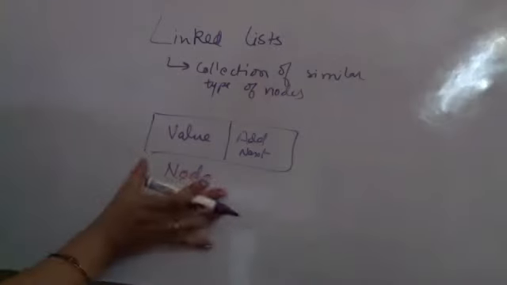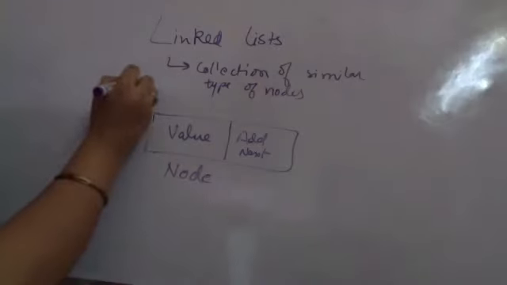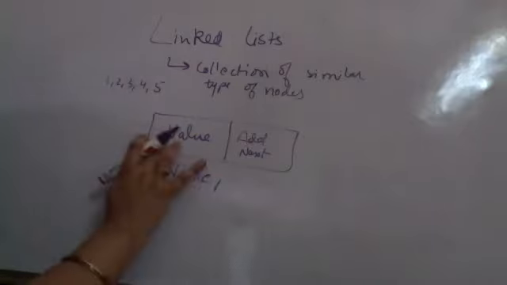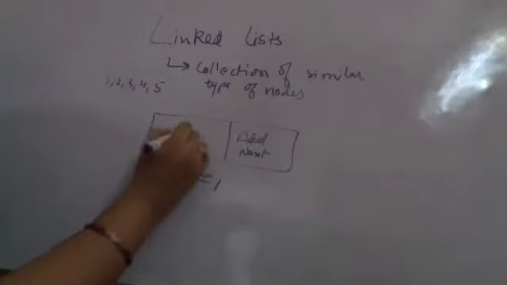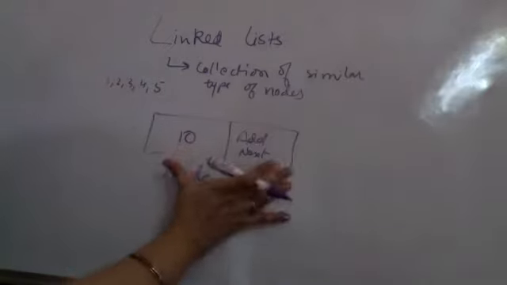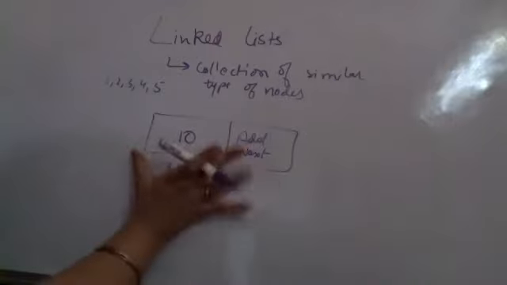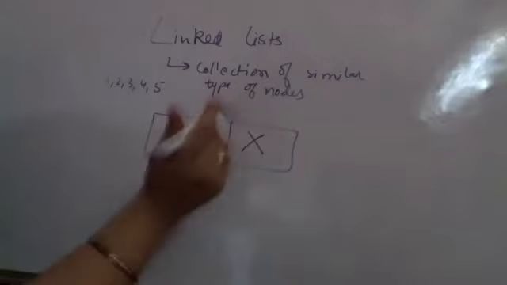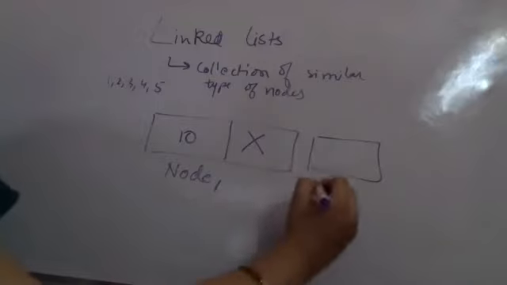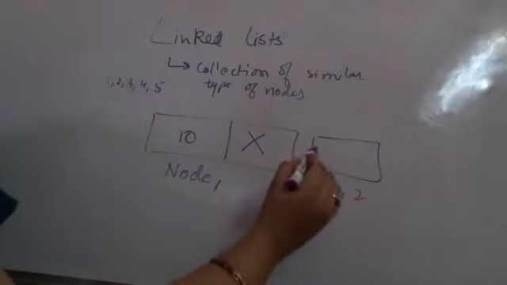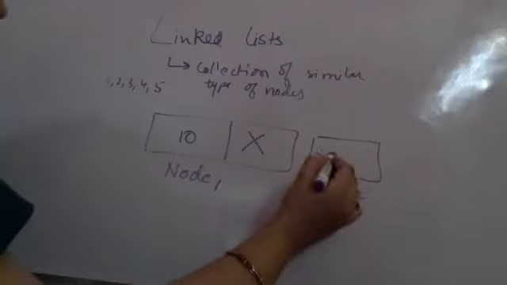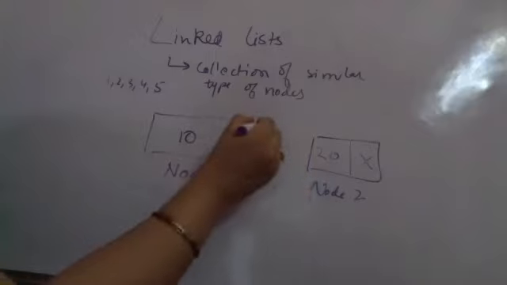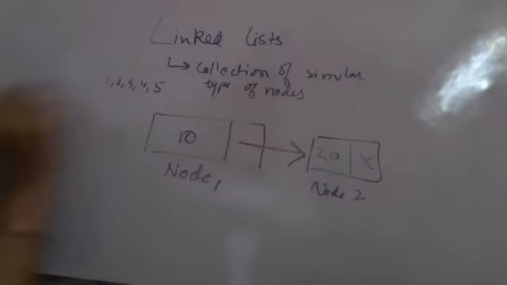Suppose I have a list 1, 2, 3, 4, 5. So there is node 1. Node 1 has some value, supposedly 10. Just assuming. Currently the list has only one node, so the address within the node is null. Nothing. I add another node. This is node 2. The value in the node is supposedly 20. This is an integer list, as you can see, and it is not pointing to anything. But to connect this node with the list, the previous node should now point to the next node.